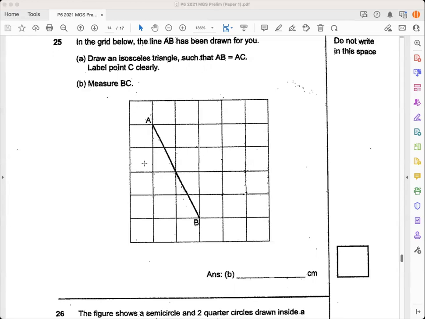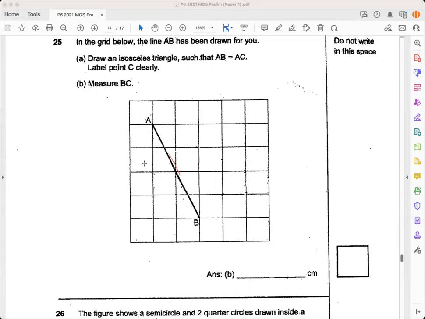So in the figure below, the line AB has been drawn for you. Draw an isosceles triangle such that AB is equal to AC. So you've got AB. Now I need to draw a line that is AC. Actually, it's quite simple. The way I look at it is this: to make sure that your diagonal line is the same length as AB, you use the grid to help you.